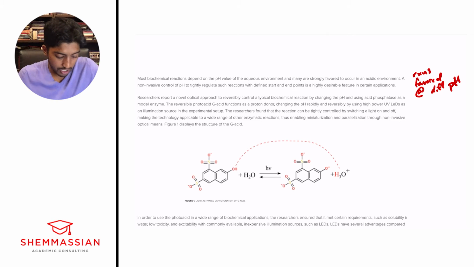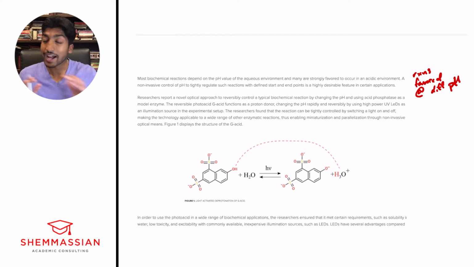Researchers report a novel optical approach to reversibly control a typical biochemical reaction by changing the pH and using an acid phosphatase as a model enzyme. The reversible photoacid G-acid functions as a proton donor, changing the pH rapidly and reversibly by using high-power UV LEDs as an illumination source in the experimental setup. The researchers found that the reaction can be tightly controlled by switching a light on and off, making the technology applicable to a wide range of other enzymatic reactions, thus enabling miniaturization and parallelization through non-invasive optical means. Figure 1 displays the structure of the G-acid.